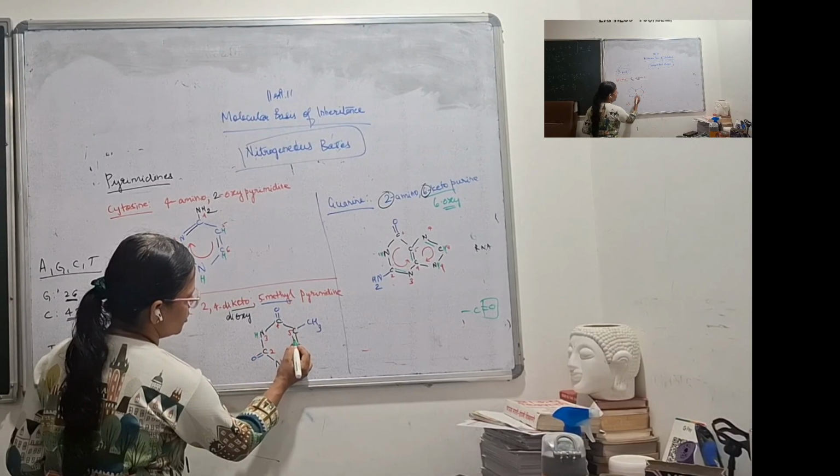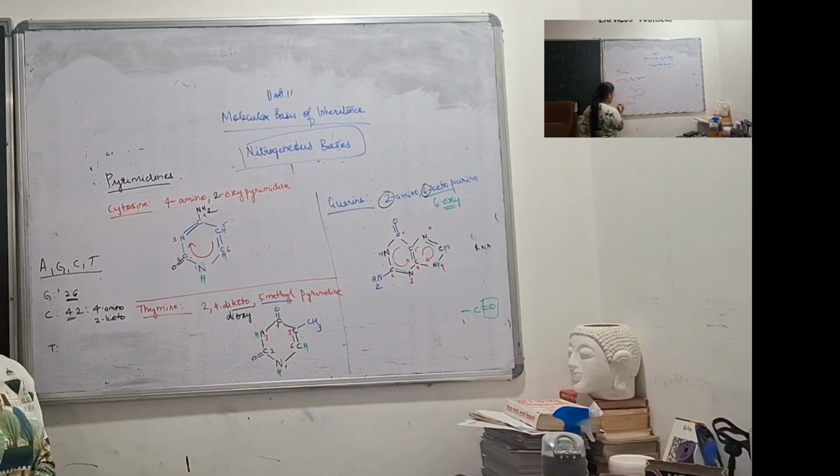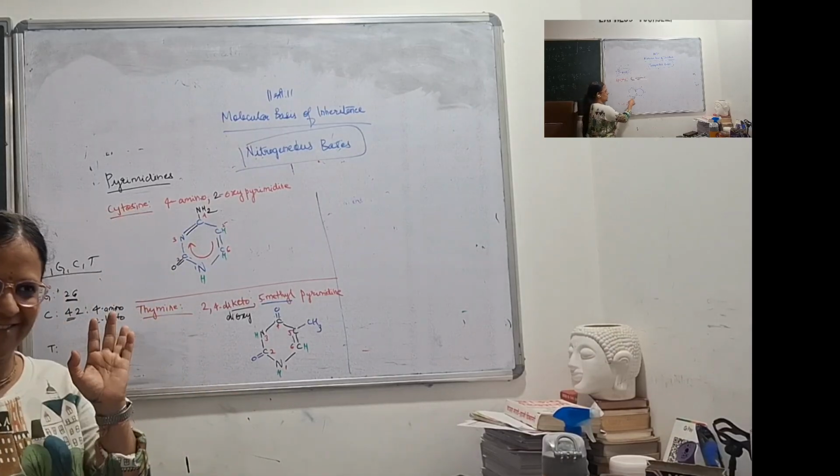Carbon 1, 2, 3, 4. Right? So this is a structure of. Now this uracil is a culprit.